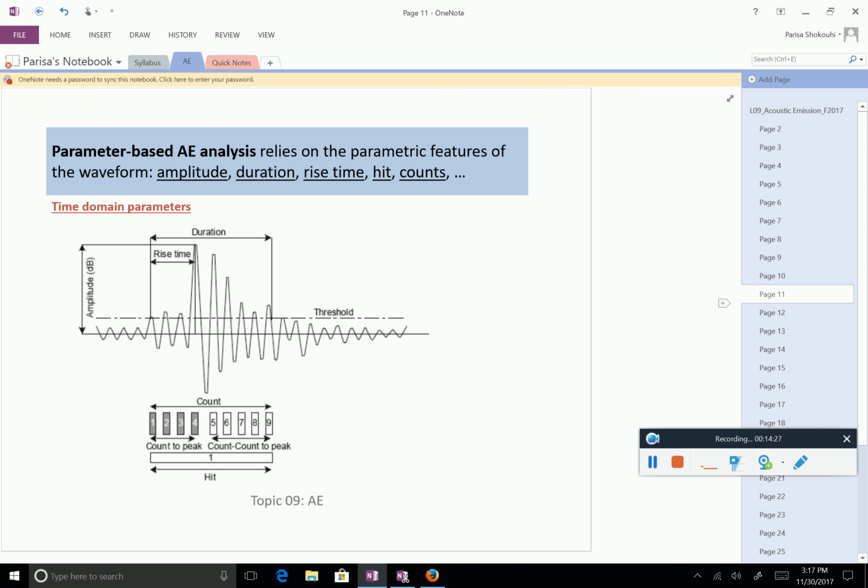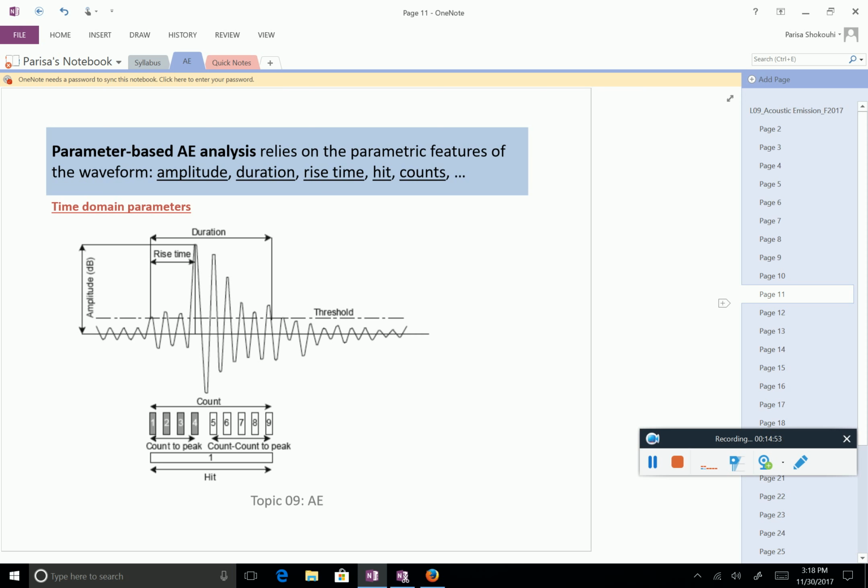You had to have a pre-selected threshold. You would say, okay, I have this threshold. Whatever goes over, record. And not every point. You would record just the first, second, third, and then the highest, and so on.